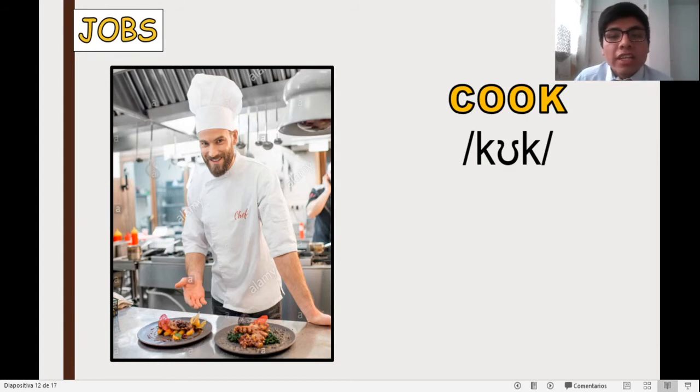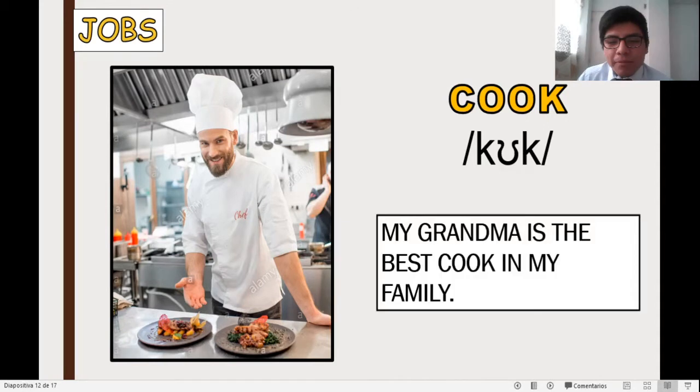That's okay. Repeat after me with cook. Repeat. Exactly, that's a cook. Let's see an example. My grandma is the best cook in my family. Yes. Or you can say, my mother is the best cook in my house. For example, in my case, my father is a really great cook in my house. You can say it. One more time, once again, repeat. Cook.